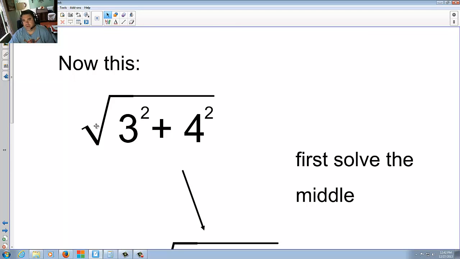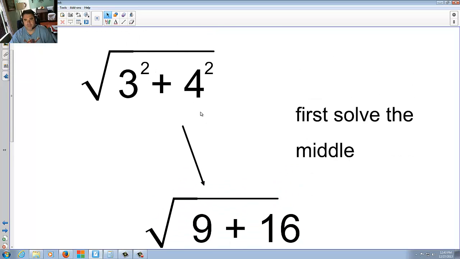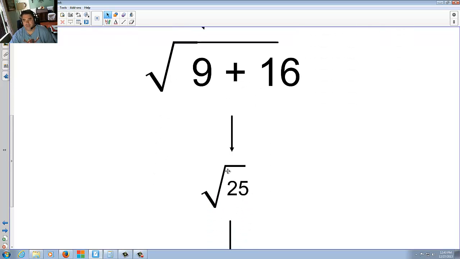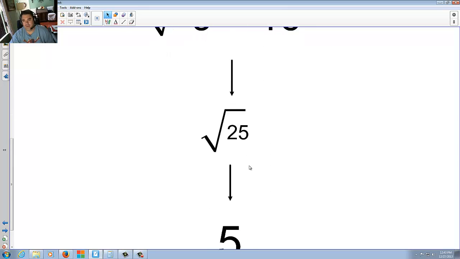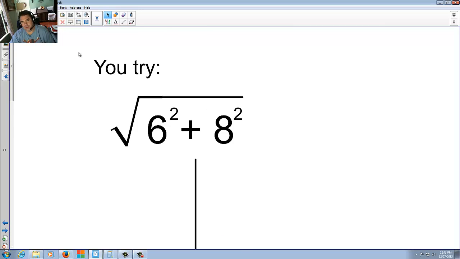Now this, if you have root of 3 squared plus 4 squared, the first thing you have to do is square both these numbers. So 3 squared becomes 9, 4 squared becomes 16. Now add both together, 9 plus 16 is 25. Now when you root 25, you get 5. There you have it. You try, go ahead. Let's see how you did.